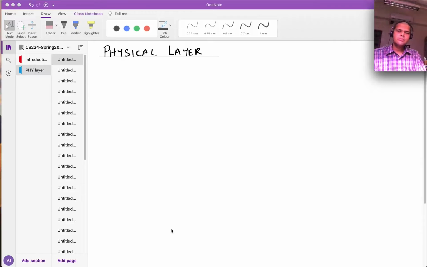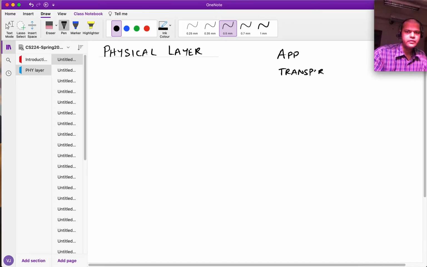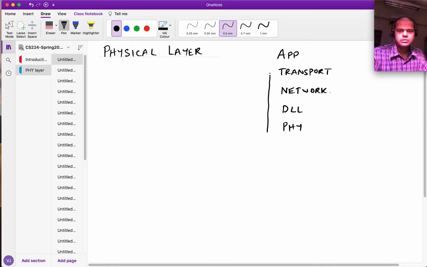Today we'll start talking about the physical layer. In the last class we mentioned that the networking protocols are divided into several layers. There are different classification schemes, but one of them is the 5-layer classification into application, transport, network, data link layer and the physical layer. So we are going to follow a bottom-up approach. We are going to start from the physical layer and move up to the application layer.